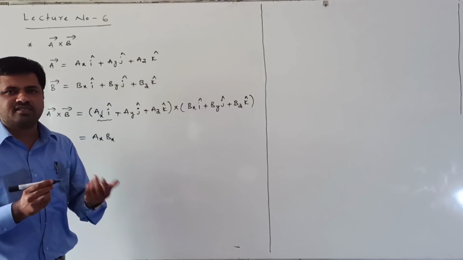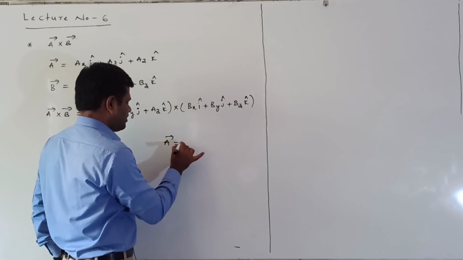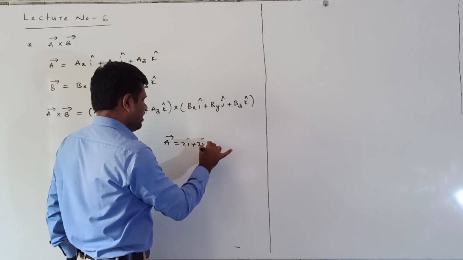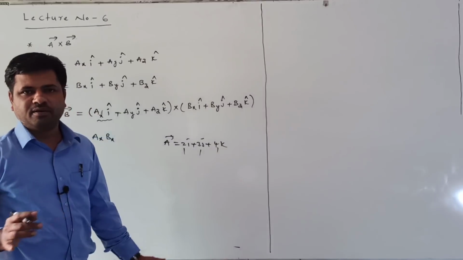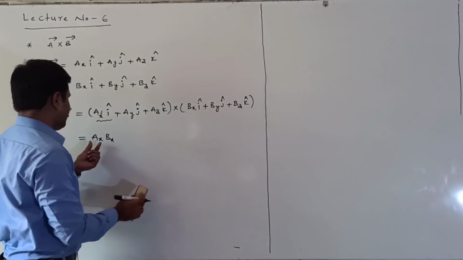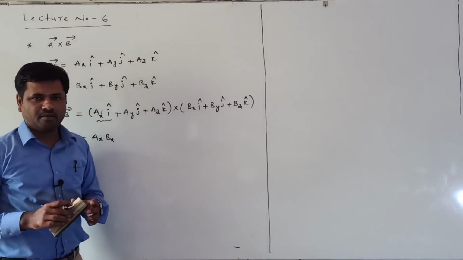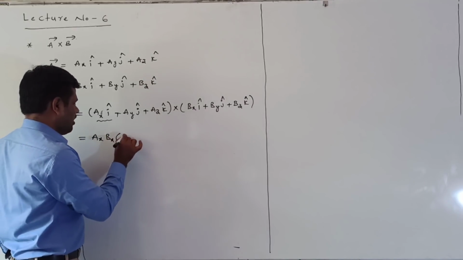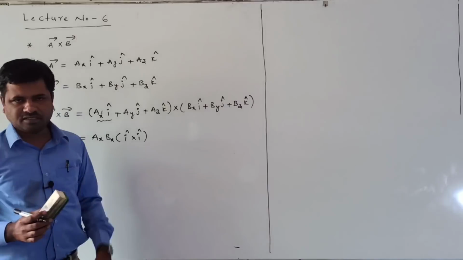Why are we writing it directly? Because these are scalars. Already we know that if any vector A bar is equal to 2i plus 3j plus 4k, then 2, 3, 4 are the scalars. Scalars we can multiply directly. So here the scalars ax and bx are multiplied directly. What are the vectors here? Unit vectors i cap and i cap. So here I write i cap cross i cap. I cap cross i cap is completed.